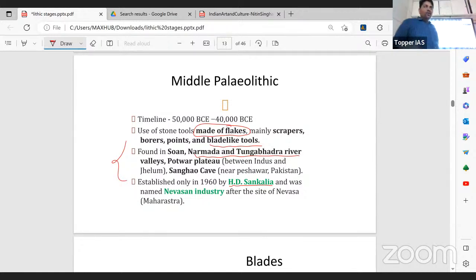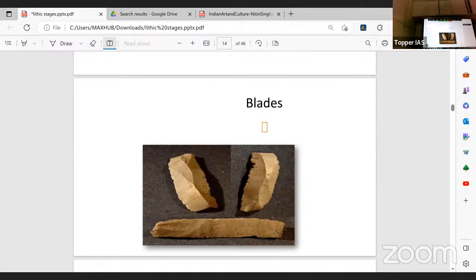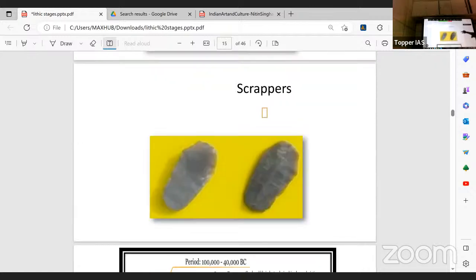So flake tools, or stone tools made of flakes, blade-like tools, basically scrapers, borers and points. Narmada and Tungabhadra river valleys also have middle Paleolithic sites. These are the tools: flakes, sharp on both sides, blade-like tools, scrapers.